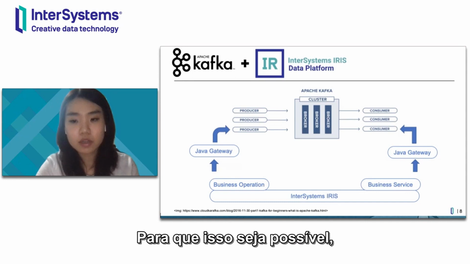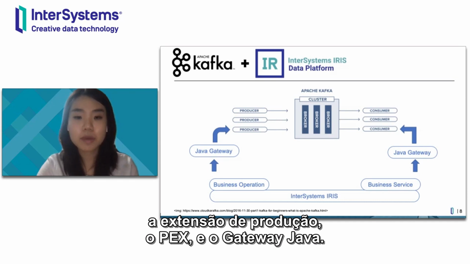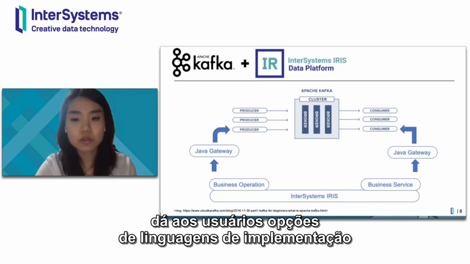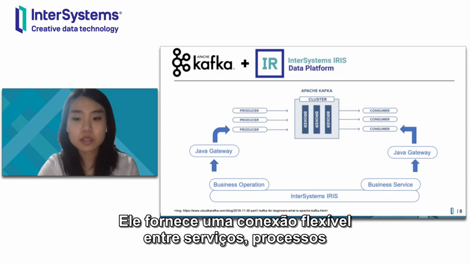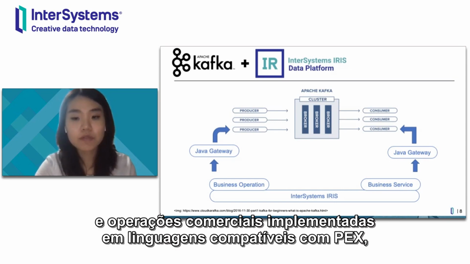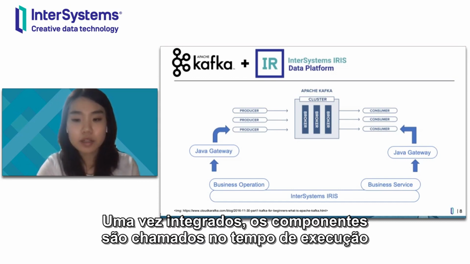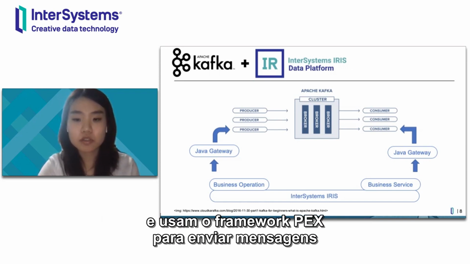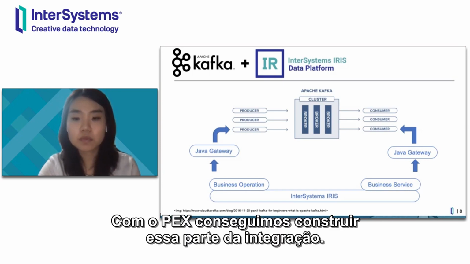So in order to make this happen, we use two pieces in IRIS interoperability: the production extension, known as PEX, and the Java gateway. First, the PEX framework provides the users with a choice of implementation languages when developing interoperability productions. It provides a flexible connection between business services, processes, and operations that are implemented in PEX-supported languages, which includes Java. Once integrated, the production components are called at runtime and use the PEX framework to send messages to other components in the production. Using PEX, we are able to build this part of the integration.